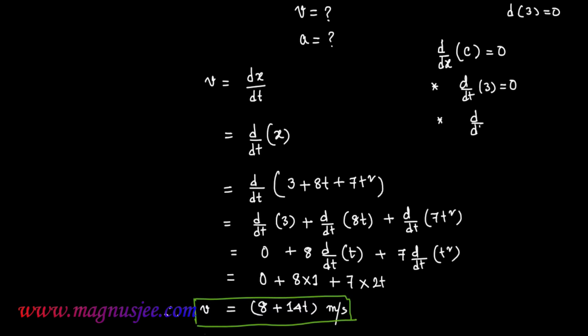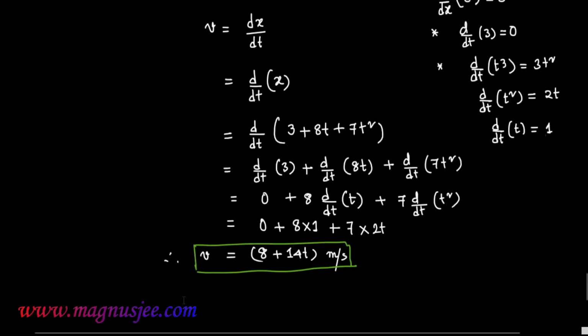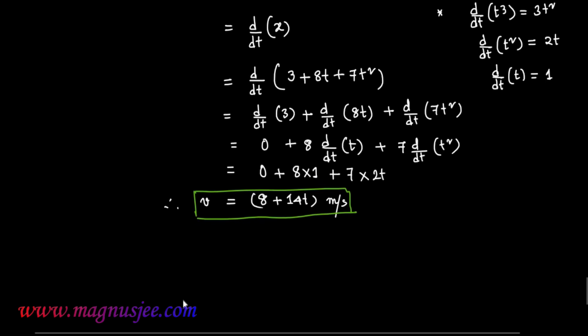Similarly, we can memorize that d/dt of t cube becomes what? d/dt of t cube becomes, we had the formula, 3t square. d/dt of t square becomes what? 2t, using that formula, formula number 1. And d/dt of t is how much? d/dt of t is 1. So that's why v equal 8 plus 14t meter per second. That is what? The instantaneous velocity. If we differentiate displacement with respect to time, then we get instantaneous velocity.